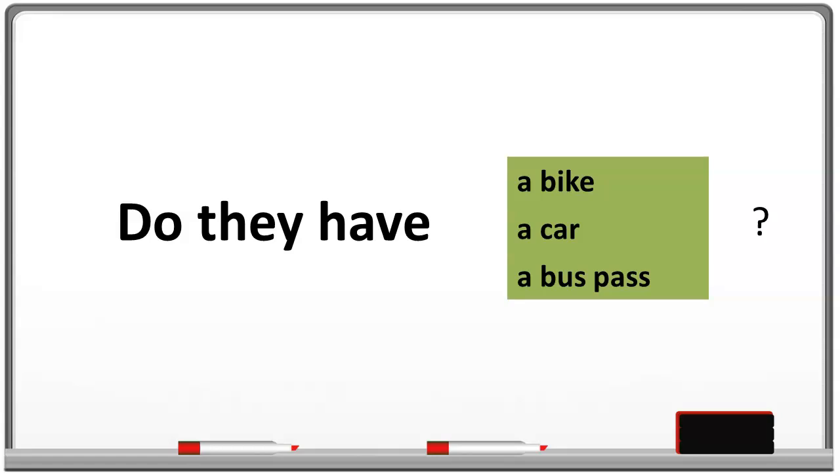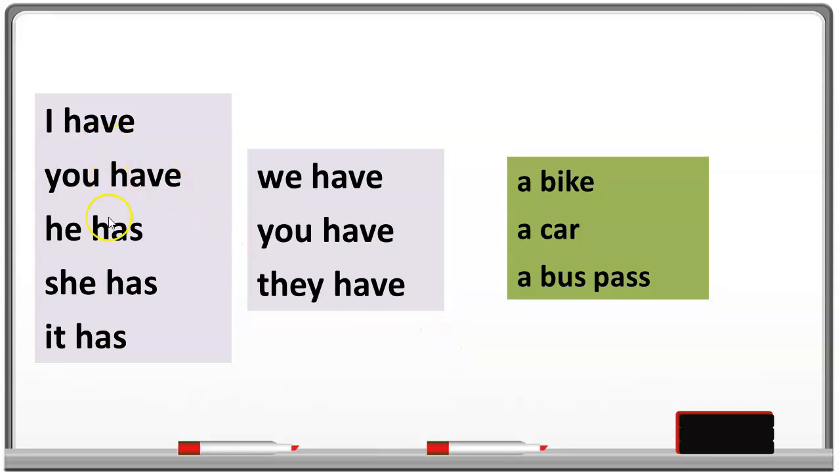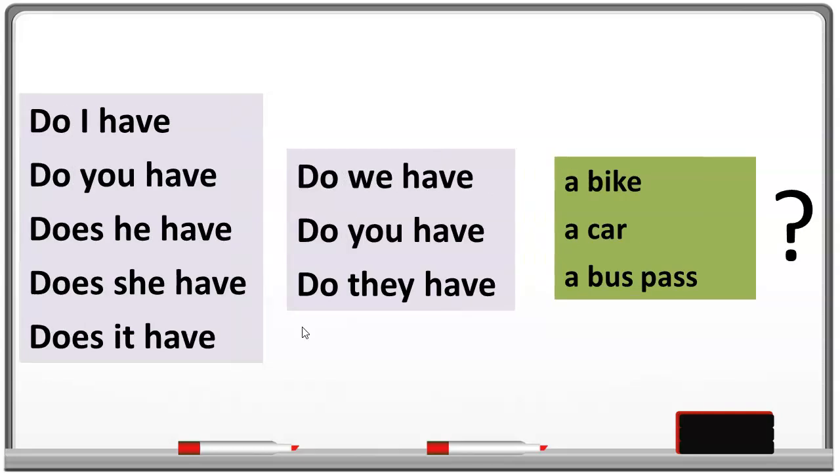And there you have it. So let's review. The questions are, do I have? Do you have? Does he have? Does she have? Does it have? Do we have? In the plural you, do you have? And finally, do they have? Remember the statements. I have, you have, he has, she has, it has, we have, you have, they have. Questions. Do I have? You have, do you have? And so forth and so on.